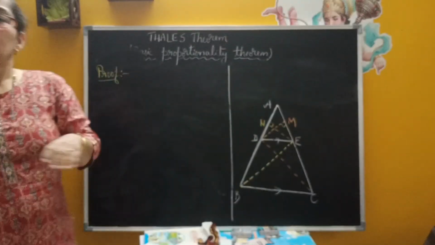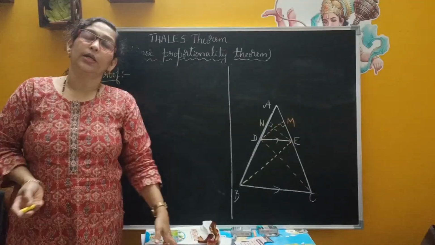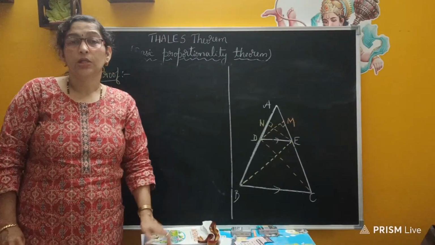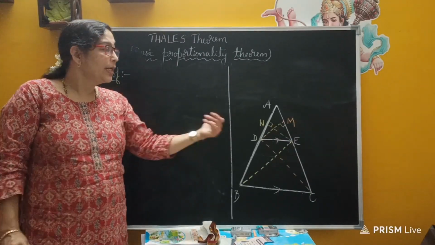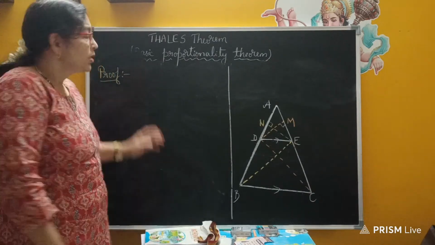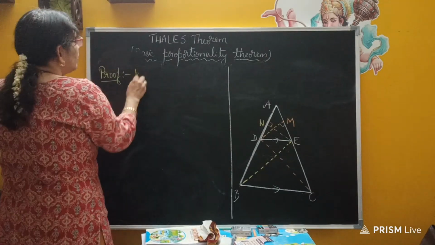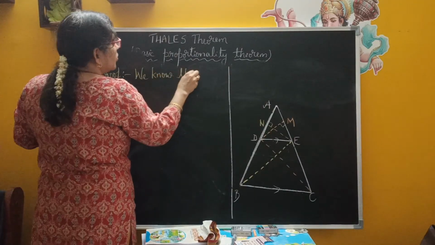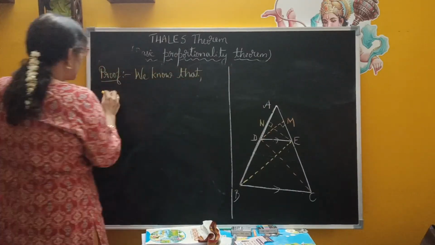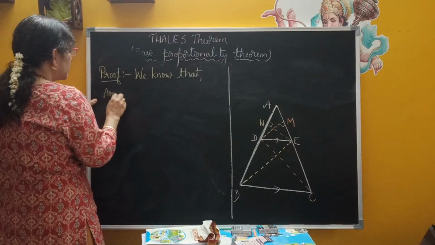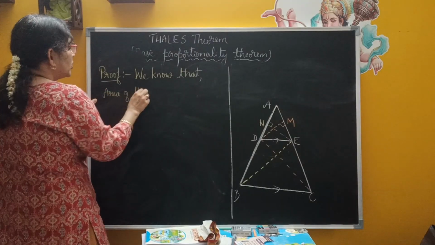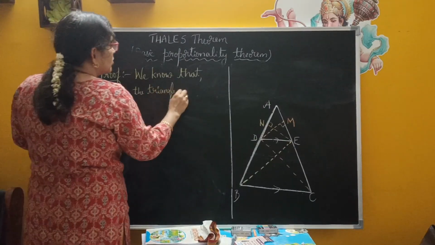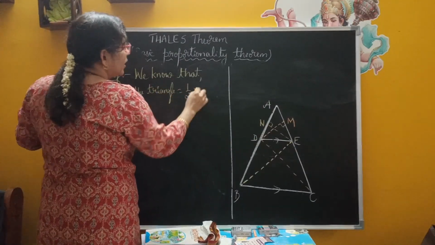In your lower classes, you have learned how to find the area of a triangle. What is the formula to find the area of a triangle? It is half into base into height. We are using that idea to prove this part. Yes, all of you know this, isn't it? We know that the area of a triangle is equal to half into base into height.